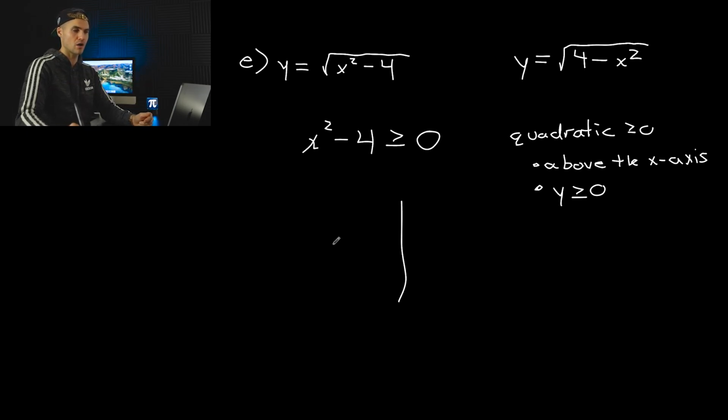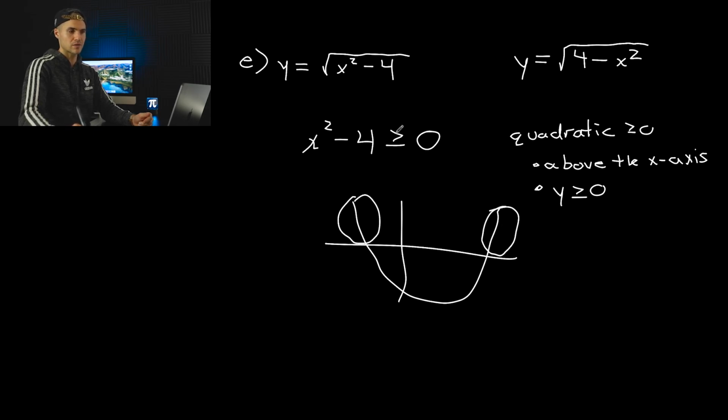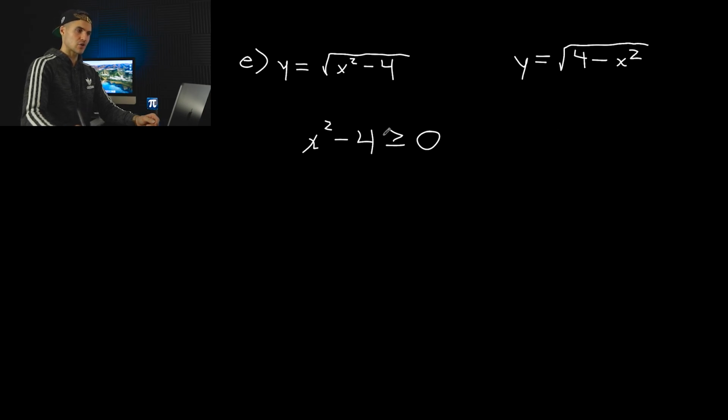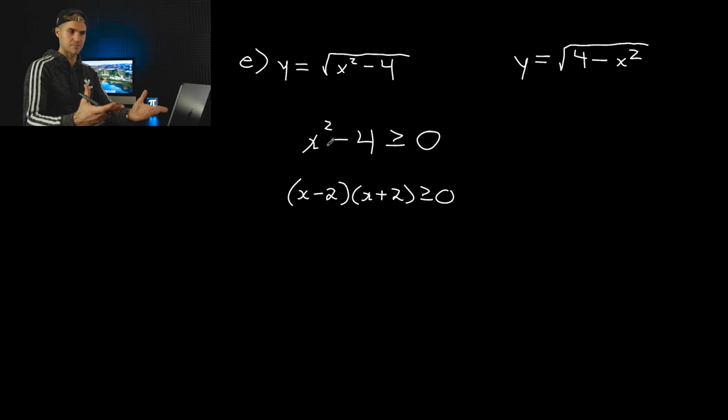So if we just draw a random quadratic like this, we're trying to find this interval and this interval. That's what it means when a quadratic is greater than or equal to 0, and also when it equals 0, meaning the intercepts right there. Knowing that, notice that x squared minus 4 actually factors smoothly into (x minus 2)(x plus 2) as a difference of squares. And in the process, we want to find out what the x-intercepts are going to be.